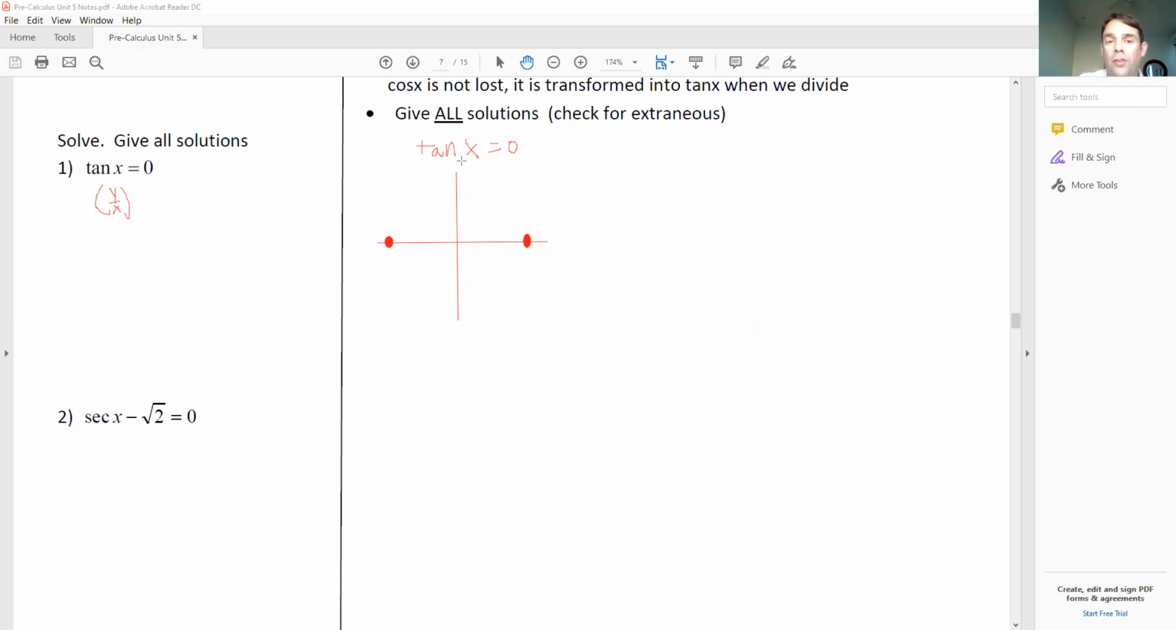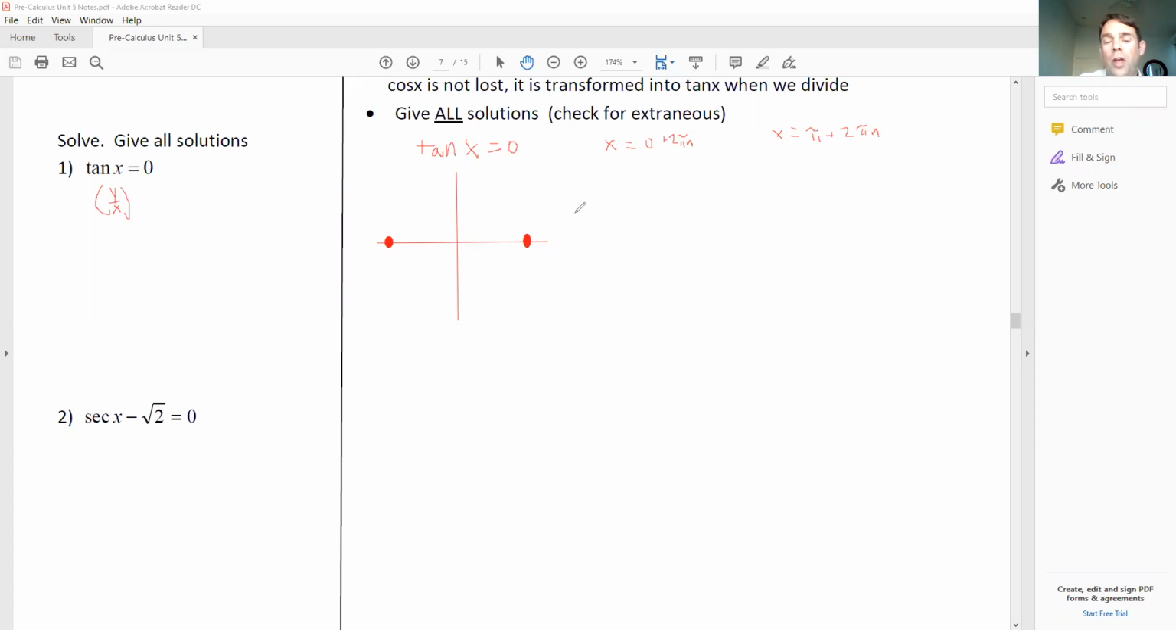So when tangent of x equals 0, we could say then that that's when x equals 0 plus 2 pi n, or x equals pi plus 2 pi n. So that's a good answer. That'll give me like 4 out of 5 points, 3 out of 4 points, whatever.